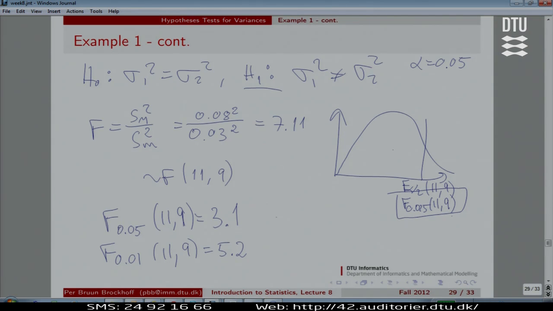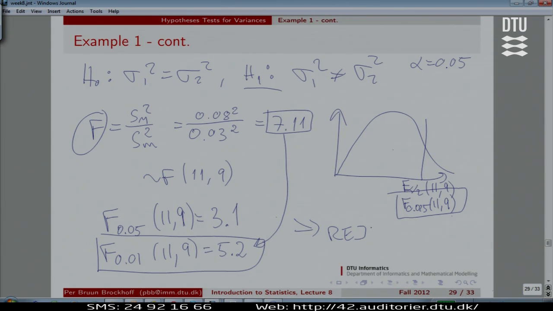However, it's good enough because we can see that the 7.11 is actually larger than this one, right? So if the observed F is larger than the 1% point, then it's also larger than the 2.5% point, right? So we could, using the tables, come to the right conclusion that we have to reject the null. We have to reject. So we have proven that the variances are different, right?